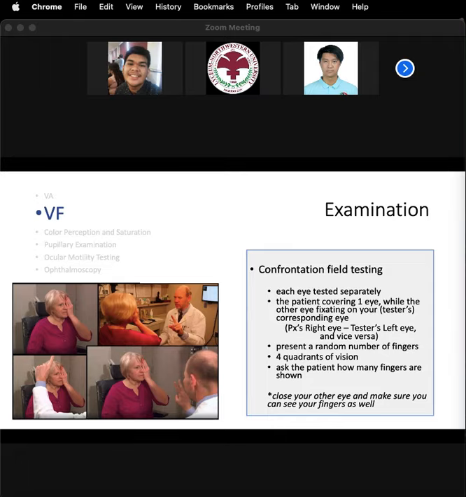You present a random number of fingers in all 4 quadrants. Then ask the patient if he or she sees the visual stimulus, and then record. In the areas where he or she cannot see the visual stimulus, but you can still see it, it means there's a visual field defect in that area.